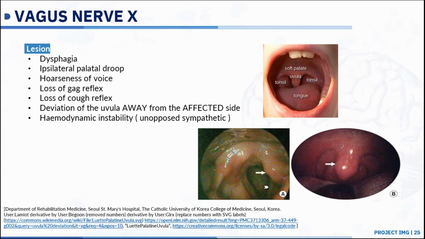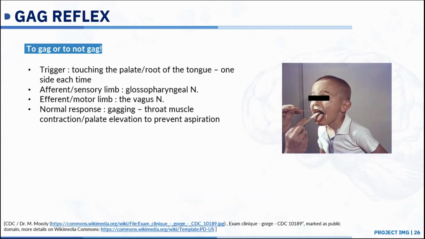Vagus nerve 10 lesion: dysphagia, ipsilateral palatal droop, hoarseness of the voice, loss of gag reflex, loss of cough reflex, and deviation of the uvula away from the affected side. Hemodynamic instability, unopposed sympathetic.